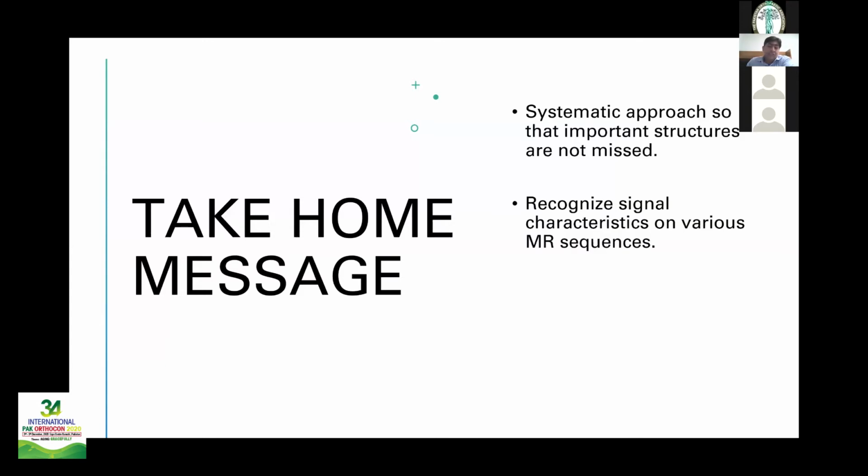Recognize the signal characteristics on various MR sequences, because that is important. Some things might be bright on T2 and these may be normal. So you need to recognize the various normal characteristics of the structures on an MR, and then use multiplanar reconstructions to confirm the findings that you picked on a certain sequence.